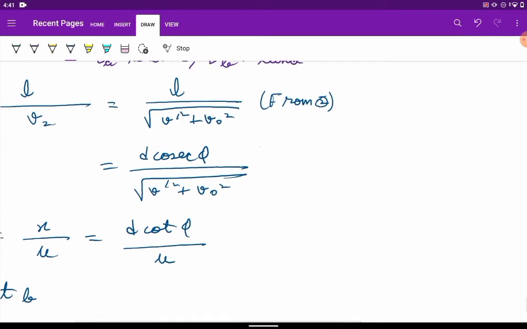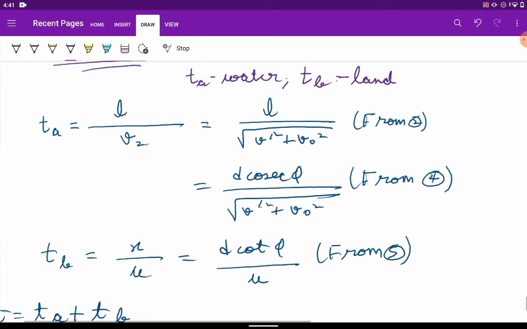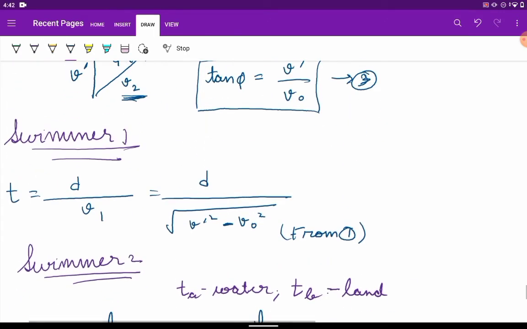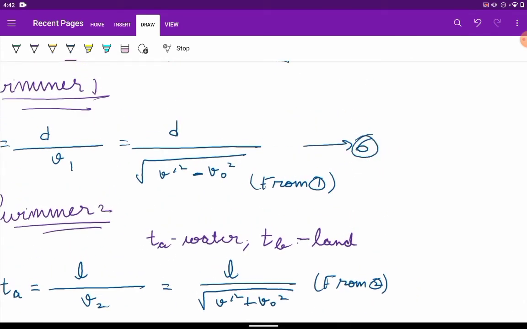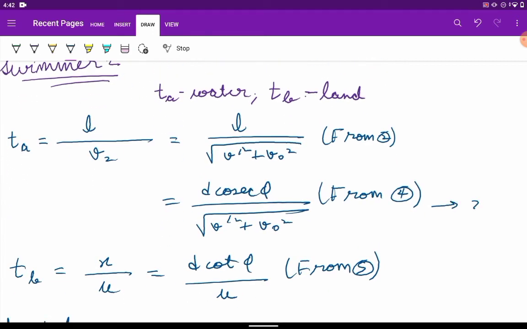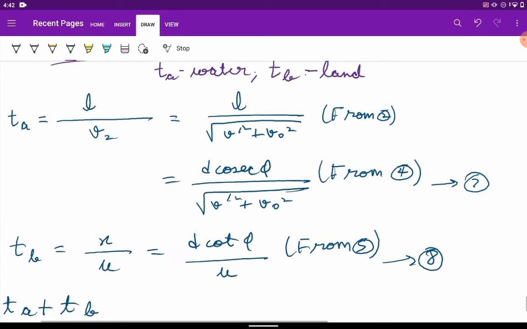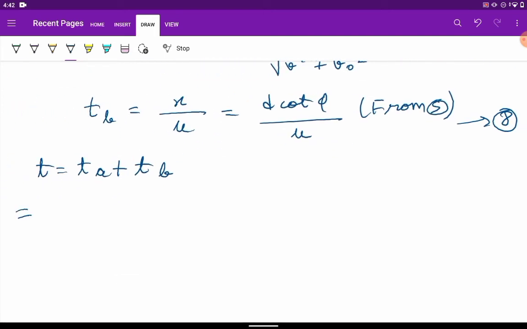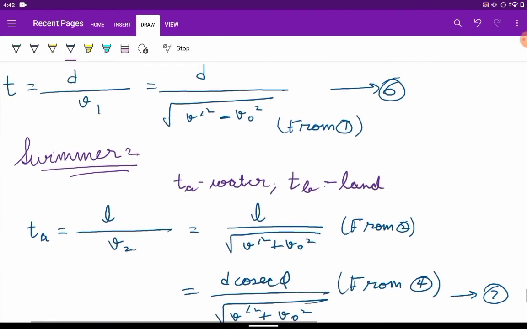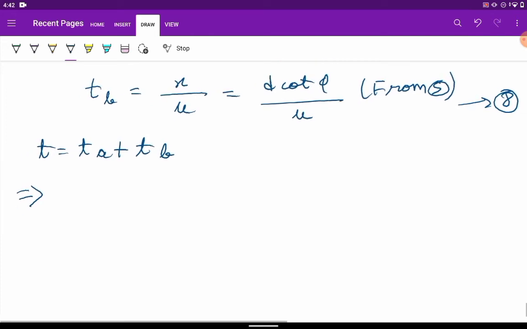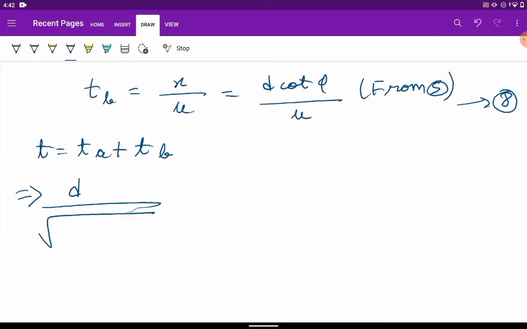So basically this is from 4, this is from 5. A lot of equation numbers, nothing to be worried about, that's just for completeness. This is, let's say, 6, this is, let's say, 7, and this is, let's say, 8. So t equal to ta plus tb from 6, 7 and 8 basically. 6 gives you t equals d by root over v dash square minus v naught square.